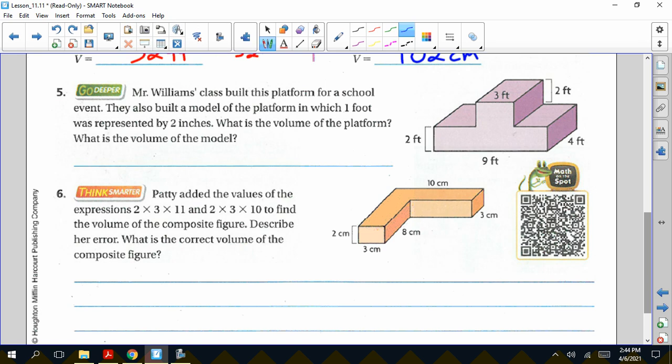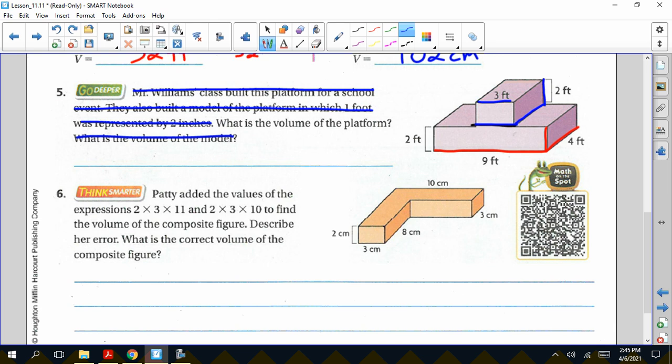We're going to kind of skip this part here, and we're just going to find the volume of the platform here. So we're just going to find the volume. If we cut this figure off, we're going to take length times width times height of the smaller one, and then up top we're going to go length, which is the same as here, times width times the height.